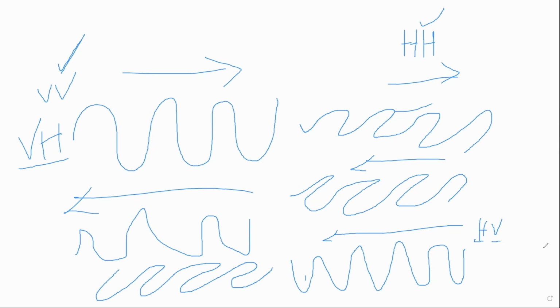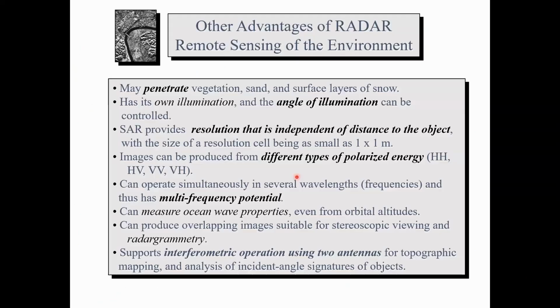Now, what causes the change in polarization of the signal when it's coming back? It's caused by the orientation of the surface. Remember, I told you about surface roughness, or even when waves are changing, they change the orientation. So the orientation of the surface being imaged can change the polarization, and that can be used to study the roughness of an object. The other factor is the electrical property of the surface, which can also change the polarization. So polarization studies can also be used to infer the electrical properties of the surface. It can also operate simultaneously in several wavelengths or frequencies, and thus has multi-frequency potential.